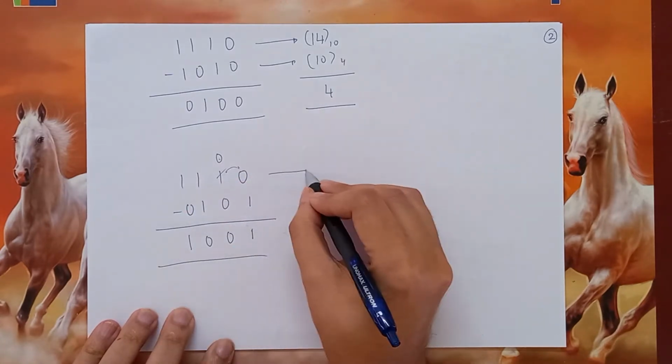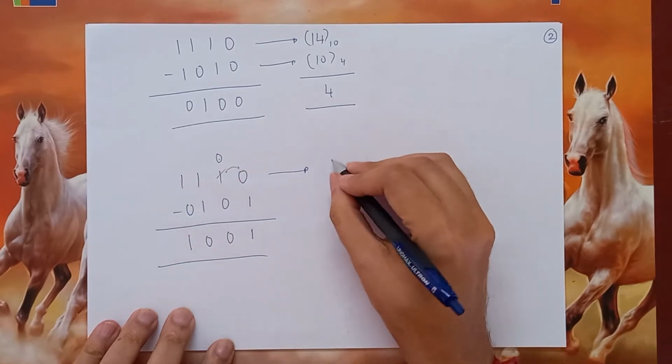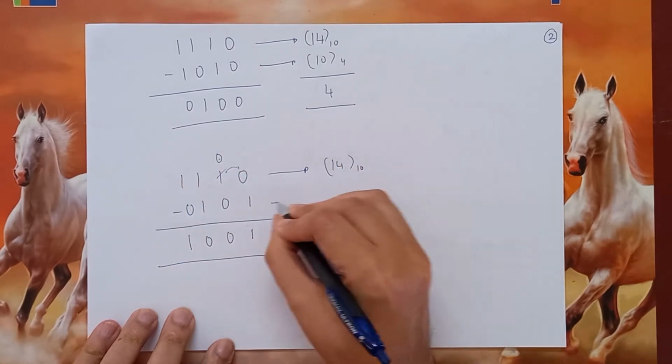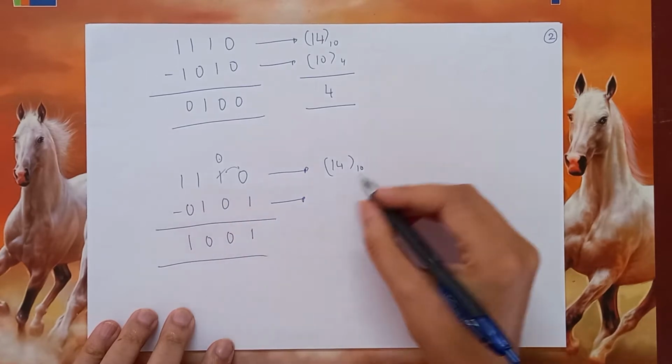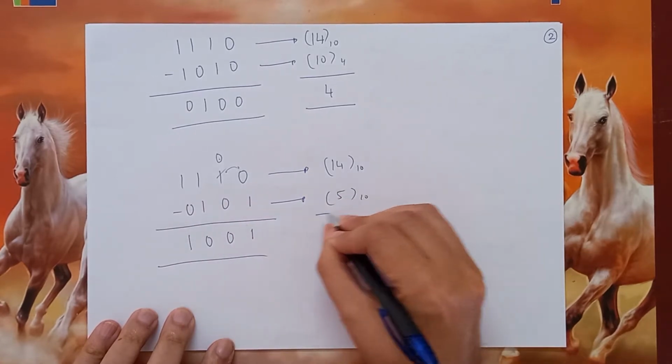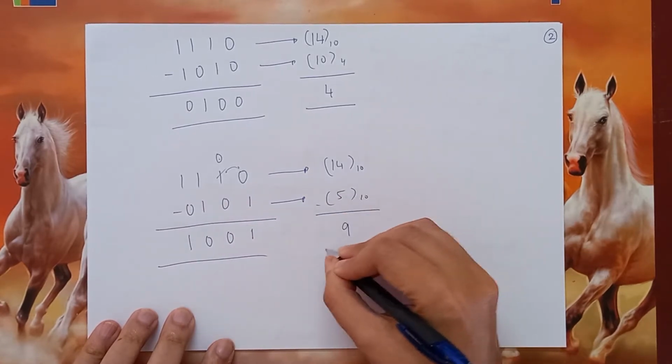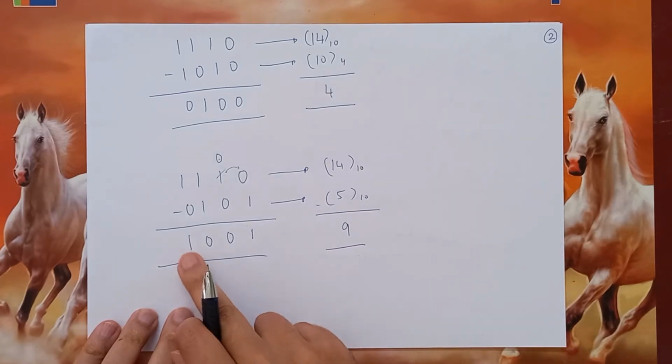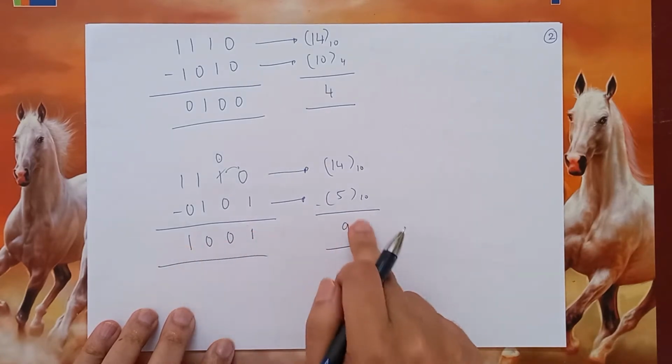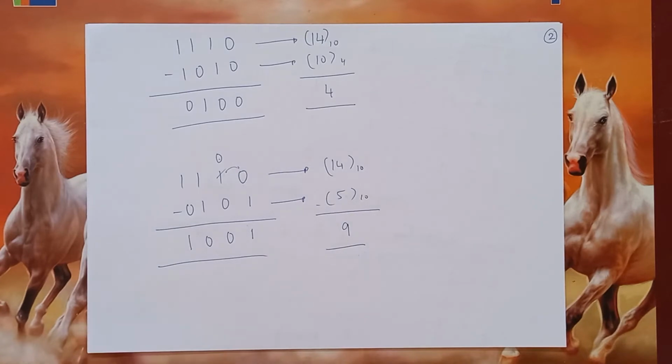So once again, let us verify. This is 14 in decimal. This is 4 plus 1, 5. So therefore, the answer must be 9. In this case, it is 8 plus 1, 9, which is correct. Now, this was a pretty simple example of borrow. You can try out some other examples all by yourself, just to make sure you understand the principle of borrow.